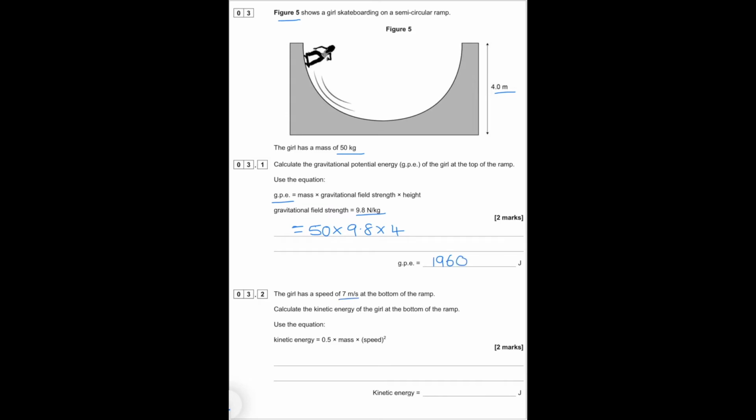The girl has a speed of 7 meters per second at the bottom of the ramp. We've got to calculate the kinetic energy of the girl at the bottom of the ramp. And kinetic energy, we're given the equation here, is a half times mass times her velocity squared. So if we put in our numbers, we will have 0.5 times the mass of the girl, which is 50, times the speed squared, and we were told her speed is 7 meters per second, so it's 7 squared. Now, when you're putting it in your calculators, do the 7 squared first, times the 50 times the 0.5, and we get an answer of 1,225 joules.